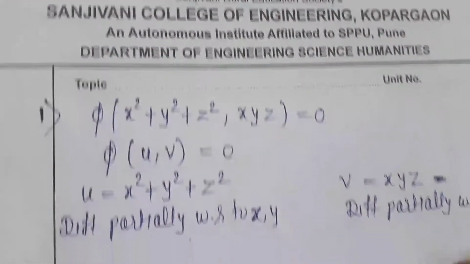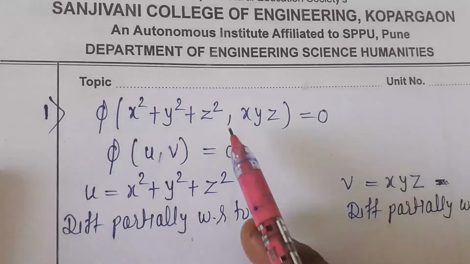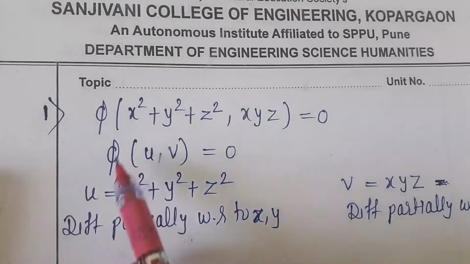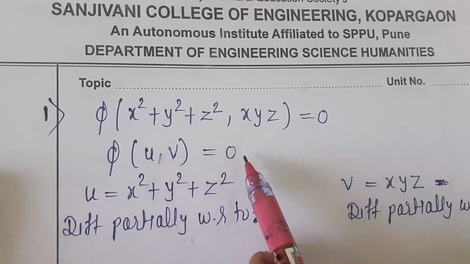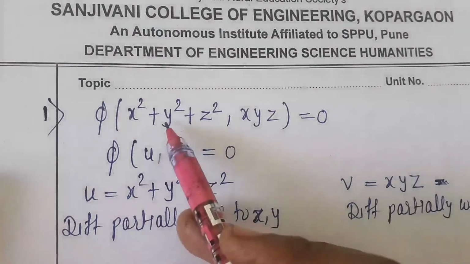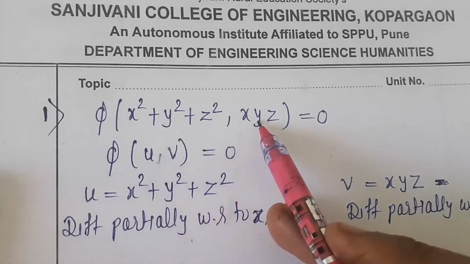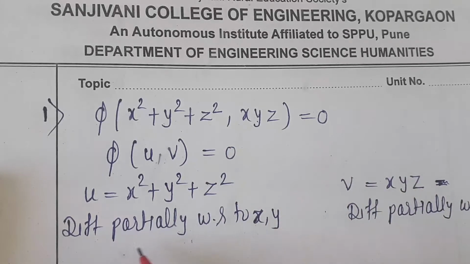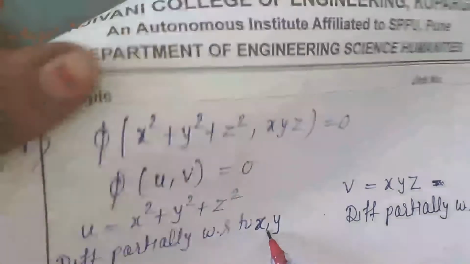First is phi of x square plus y square plus z square, comma xyz is equal to 0. Now we denote this by phi of u, v is equal to 0. What is u? If we compare, u is x square plus y square plus z square, and v is xyz. So differentiate u partially with respect to x and y.